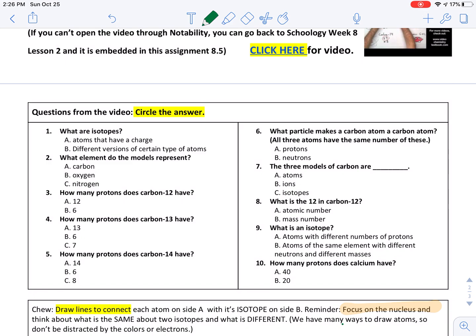Number 1, what are isotopes? 2, what elements do the models represent? 3, how many protons does carbon-12 have? 4, how many protons does carbon-13 have? 5, how many protons does carbon-14 have? 6, what particle makes a carbon atom a carbon atom? All 3 atoms have the same number of these. 7, the 3 models of carbon are... 8, what is the 12 in carbon-12? 9, what is an isotope? 10, how many protons does calcium have?